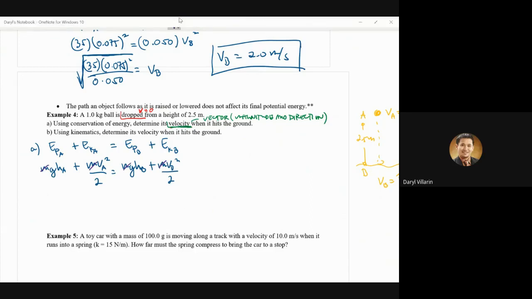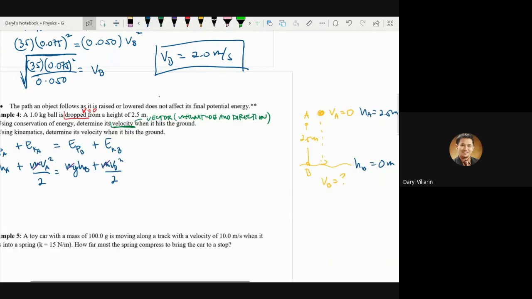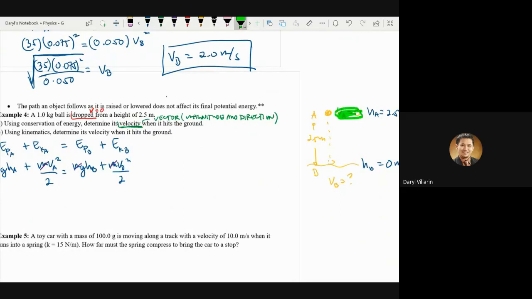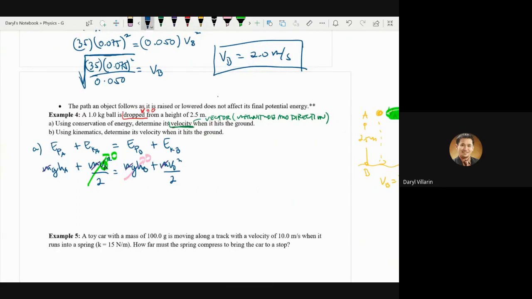As well as v_A is 0, so this particular term is equal to 0. h_B is also 0, so that means this first term is equal to 0. So essentially, you will get g h_A equal to v_B squared over 2. Or that is just 2 g h_A equal to v_B squared.